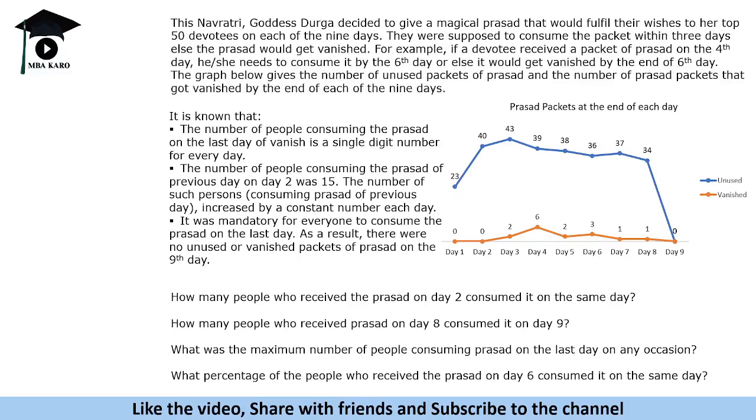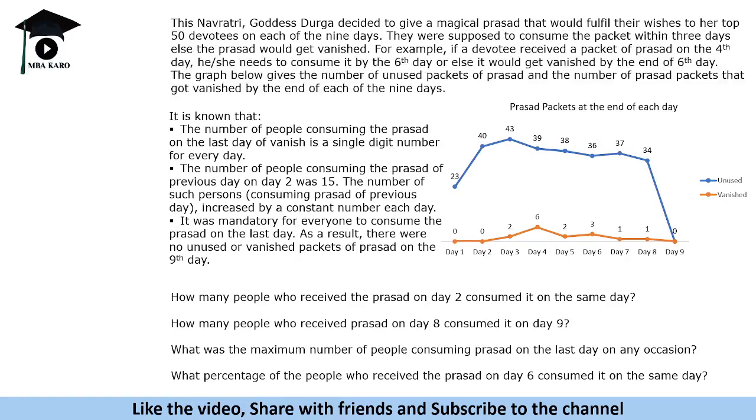Okay, they were supposed to consume the packet within 3 days as the prasad would get vanished. Everyone would like to consume it as soon as possible. Okay, so an example is also given that if a prasad is given on fourth day, that person should consume it by sixth day, or else it will get vanished.